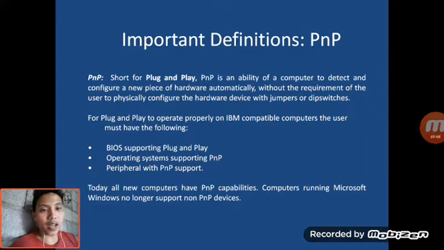For plug and play to work properly on IBM compatible computers, the user must have the following. The first is a BIOS supporting plug and play. Second is an operating system supporting PNP. The last one is a peripheral with PNP support. But today, all new computers have PNP capabilities. Computers running Microsoft Windows no longer support non-PNP devices.